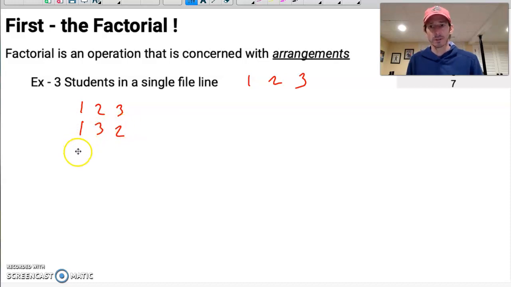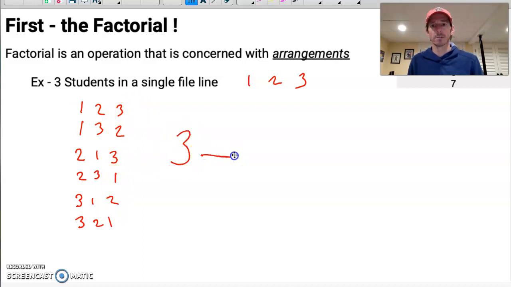But 1 doesn't have to be first in line. 2 could be first in line, and 1 could be behind 2 and 3 at the end, but 2 could be in front with 3 followed by 1. And 1 and 2 don't have to be in the front. 3 could be the head of the line followed by 1 and 2, or 3 could be in the front followed by 2 and 1. And then that's it. There's no other way to get people arranged in order in a line. So there's 1, 2, 3, 4, 5, 6. So there are 3 students and there are 6 combos or arrangements.